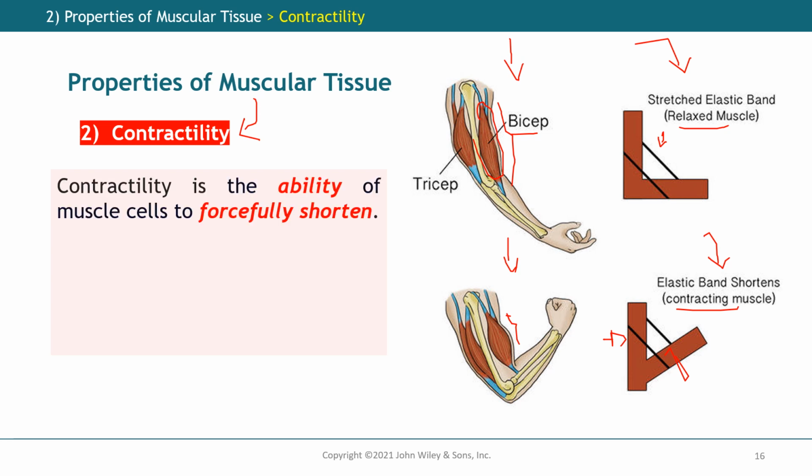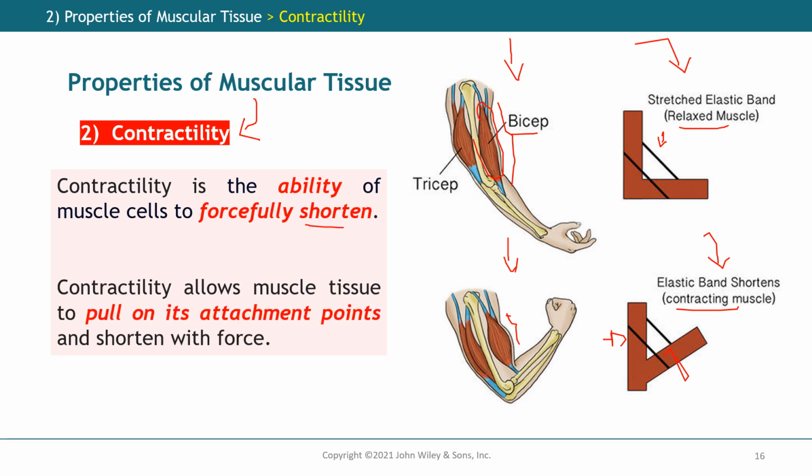So in muscles, you have this ability to forcefully get shortened, similar to what happened with the bicep. And the contractility allowed the muscle to pull on the attachment points, as I show you here with the elastic bands. And this allows it to shorten with force. So remember, muscles only pull, they never push.